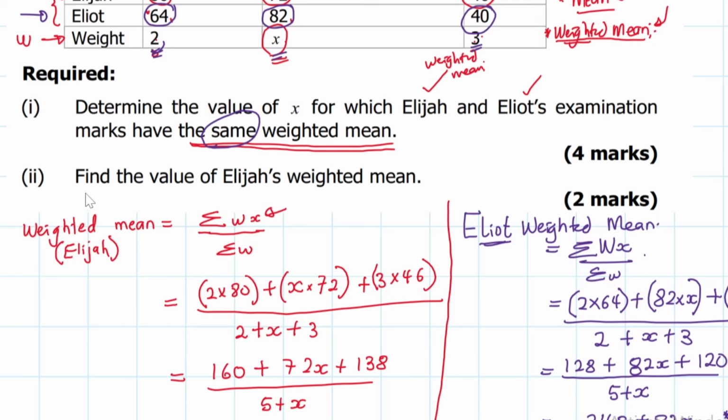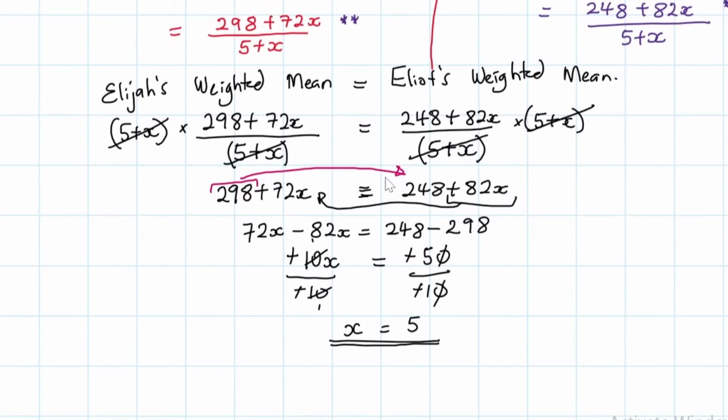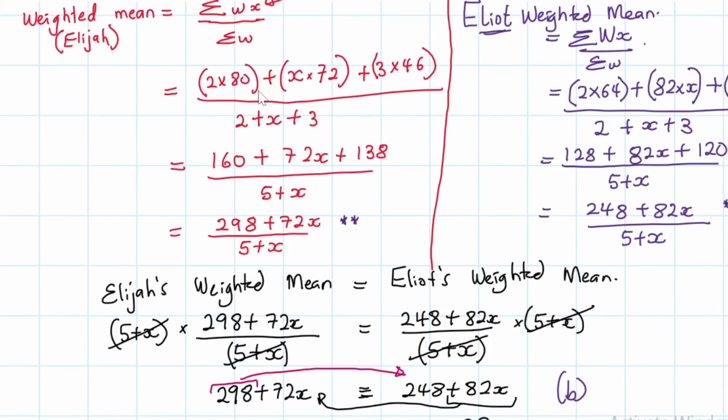Then Roman 2: find the value of Elijah's weighted mean. Since we have the value of x, we can now determine it. That is more like part B, Elijah's weighted mean. From our calculations, we ended up with this expression for Elijah's weighted mean, so it's a matter of substituting the value of x in it.